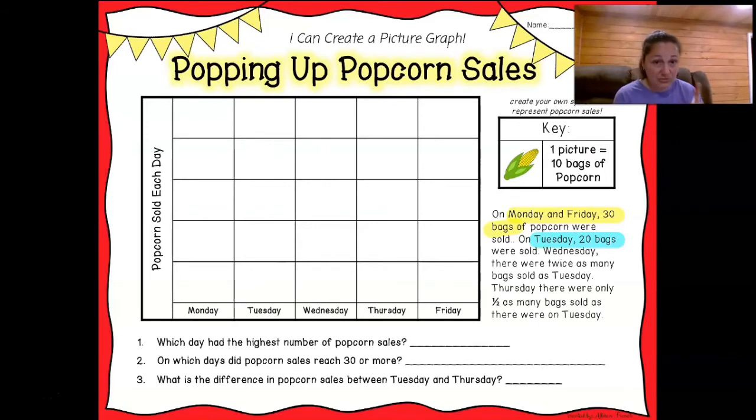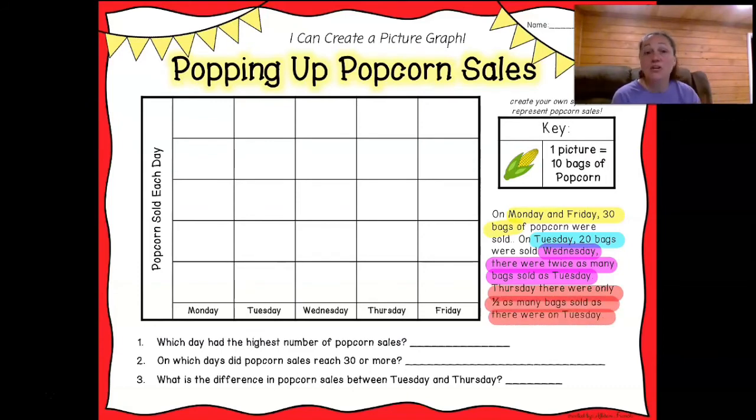Then it says Wednesday, there were twice as many bags sold as Tuesday. So that's an interesting thing. It doesn't give us a number for Wednesday. It just says it has twice as many as Tuesday. So that's interesting. We'll definitely have to keep that in mind. Then we look at, it says Thursday, there were only half as many bags sold as there were on Tuesday. Whew. So we're going to have to figure this one out. These are like little brain busters. So Thursday, there were half as many bags sold as there were on Tuesday.